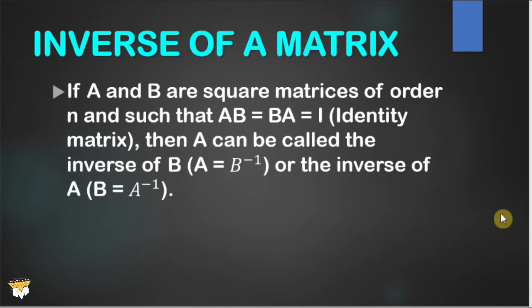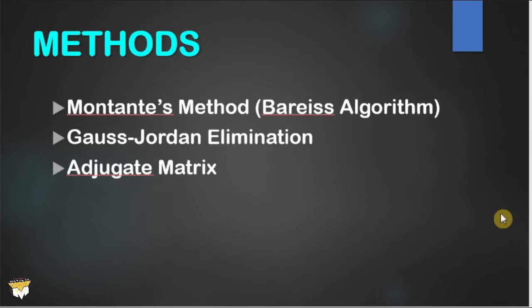Bakit nga ba natin nasabi na A times B is equal to B times A and that's equal to the identity matrix? Later on, mas ginagamit kasi ito when we check whether the given inverse of a matrix is actually the inverse of the given matrix. Because when we multiply the given matrix by the inverse of that given matrix, it is equal to the identity matrix. Right?